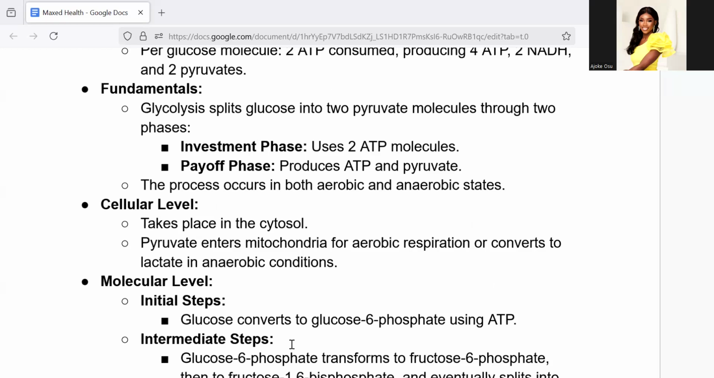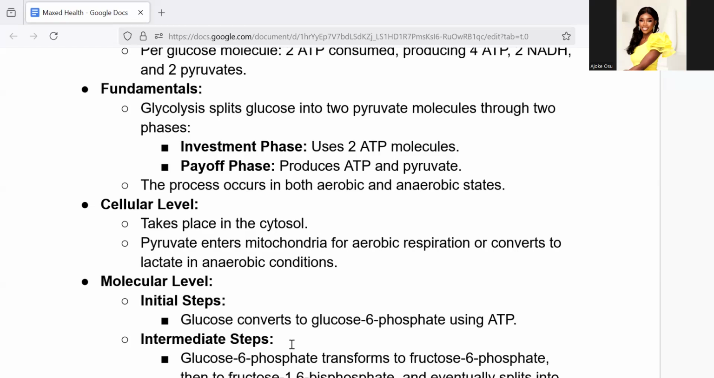Glycolysis can actually occur in both aerobic and anaerobic states. In aerobic conditions, pyruvate enters the citric acid cycle and then undergoes oxidative phosphorylation, which leads to the net production of 32 ATP molecules. While in anaerobic conditions, the pyruvate converts to lactate through anaerobic glycolysis, and anaerobic respiration results in the production of two ATP molecules.